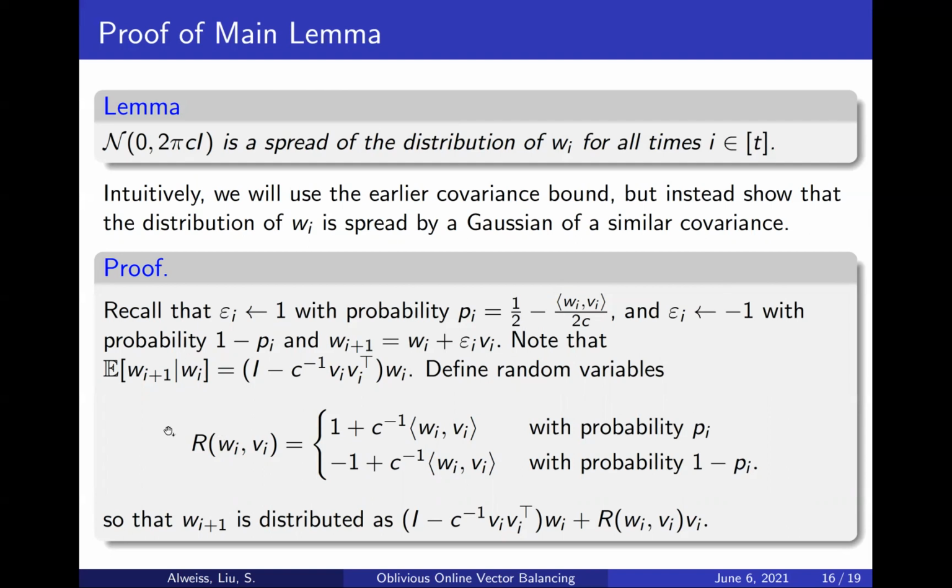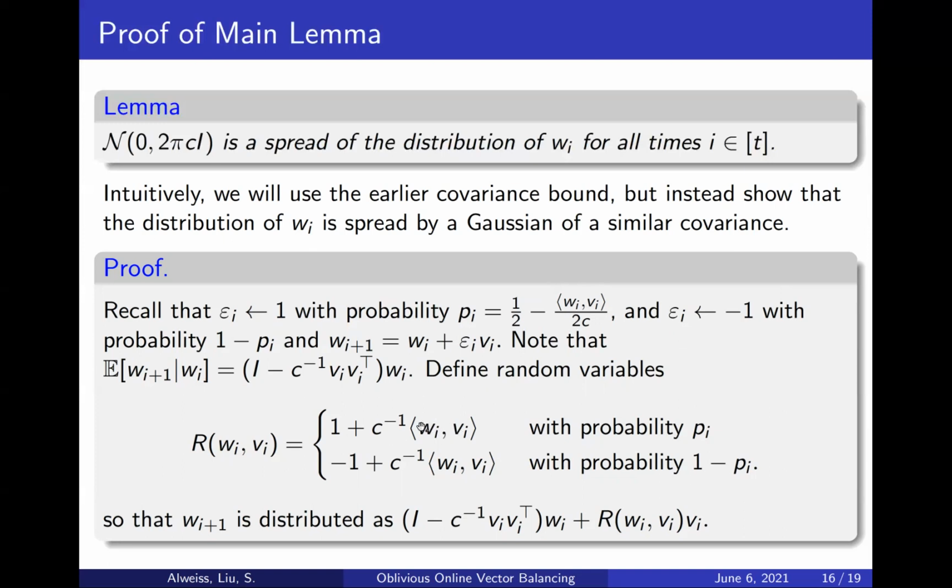And the way to capture this is through the quantity r(w_i, v_i), which is 1 plus c inverse times the inner product of w_i and v_i with probability p_i, and minus 1 plus c inverse times the inner product with probability 1 minus p_i. So it turns out the reason you define this is w_{i+1} is (I minus c inverse v_i v_i transpose) times w_i plus r(w_i, v_i) times v_i. So the first term corresponds to your expectation of w_{i+1} given w_i. The second term is sort of your variance around that expectation.